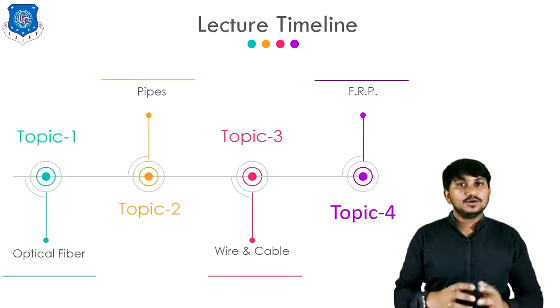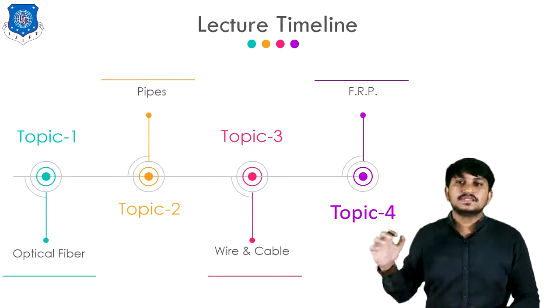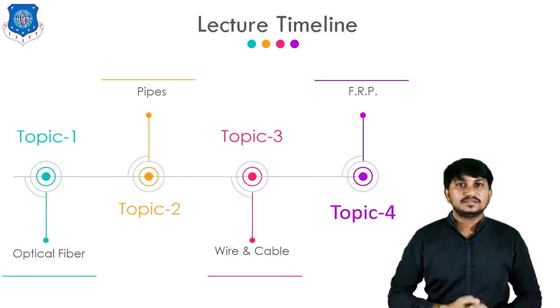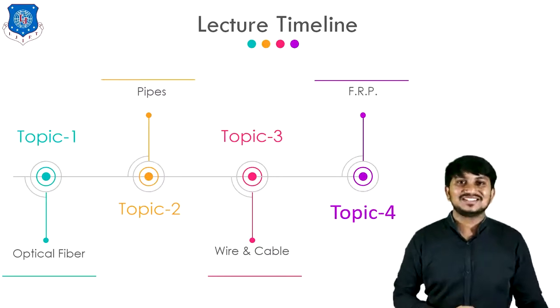Okay, I hope you all understand these four materials: optical fiber, pipes, wire and cable, and FRP. That's all about the chapter civil engineering material. See you soon in the next lectures.